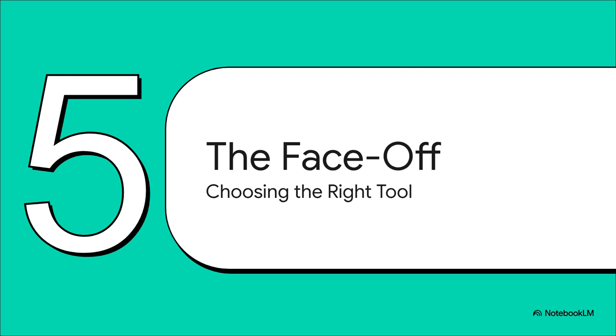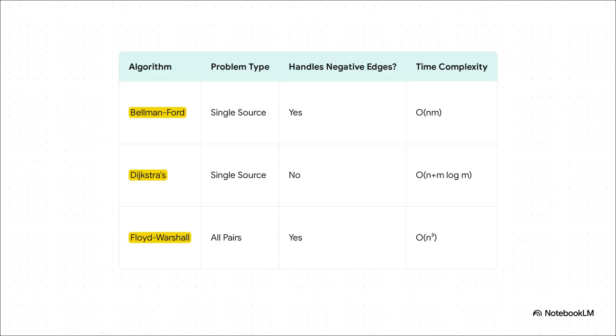Now for the most important part, especially if you've got an exam coming up, the face-off. We're going to put everything together so you know without a doubt which algorithm to pick for any problem they throw at you. This is the slide to screenshot. This is your cheat sheet. Let's break it down. If the problem is about finding paths from one starting point and you might have negative edges, you have to use Bellman Ford. If it's a single source problem and you can promise there are no negative edges, go with Dijkstra's. It's way faster. And if the question asks for the shortest path between all pairs of nodes, that's what Floyd Warshall was born to do.